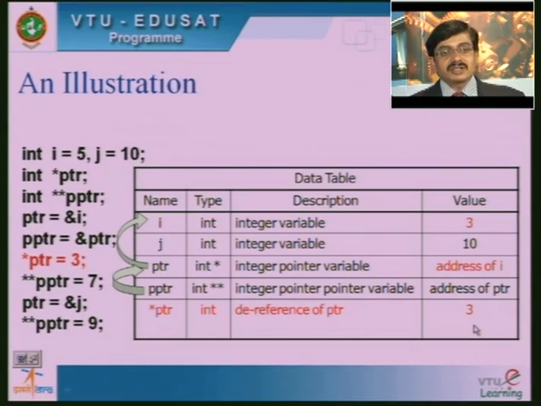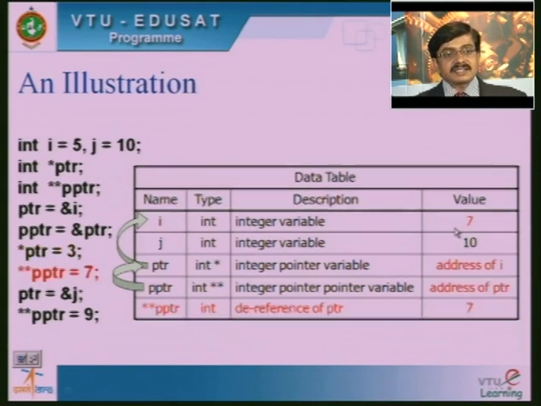When I do this operation, *PTR means the value at address PTR. The PTR value is the address of I. So it means the value at the address of I, which was 5 earlier, is now overwritten with the value 3, and hence we can see that the value of I got changed to 3.